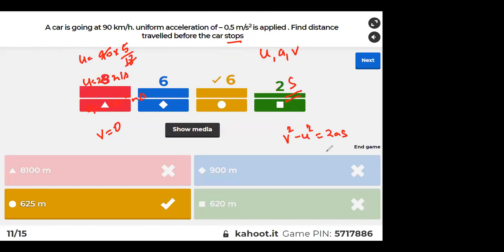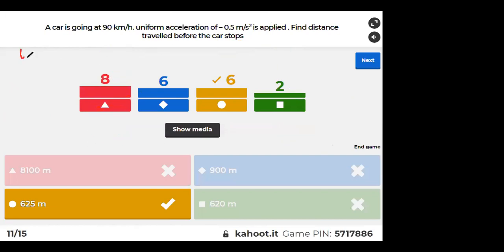Okay, let us see this. In this, we have u equal to 25 meter per second. I hope all of you remember this. a is equal to minus 0.5, it is given. v is equal to 0 because it stops. Stops means what? The final velocity has become 0, right?